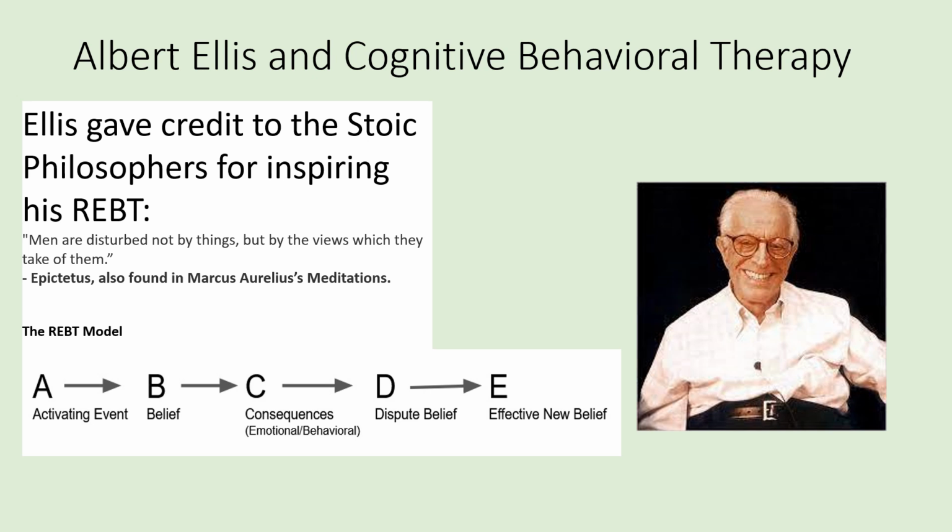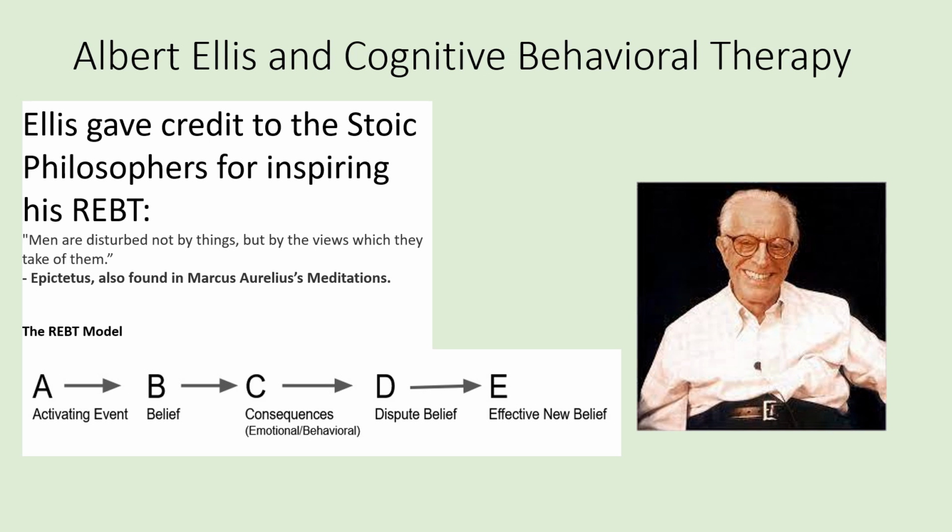So this is Albert Ellis, and he's the founder of cognitive behavioral therapy, CBT, which was invented in the 1950s. It was called REBT by Ellis, a kind of rational and behavioral therapy, and it subsequently became cognitive behavioral therapy. What's interesting is that Ellis gives credit to the Stoic philosophers for inspiring his idea of CBT. And there's a view of Epictetus which is really crucial to understanding Stoicism, and it's something that Ellis picked up on in his psychological work.